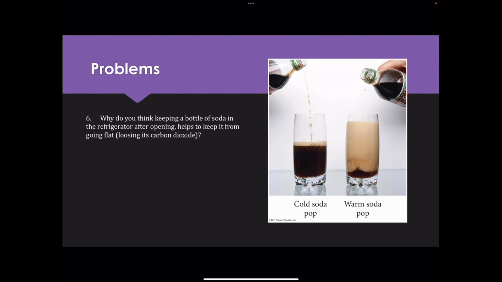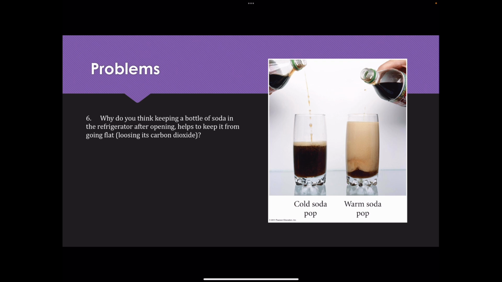So we have our soda example again. It's very common that we keep sodas cold. Here we have an example of pouring a cold soda versus a warm soda. The warm soda has a lot of fizz, indicating a lot of carbon dioxide leaving that solution. Whereas the cold soda has very minimal fizz, so less carbon dioxide is leaving. That's because the carbon dioxide is more soluble in the cold solution than in the warm solution. And again, that goes back to those intermolecular forces.